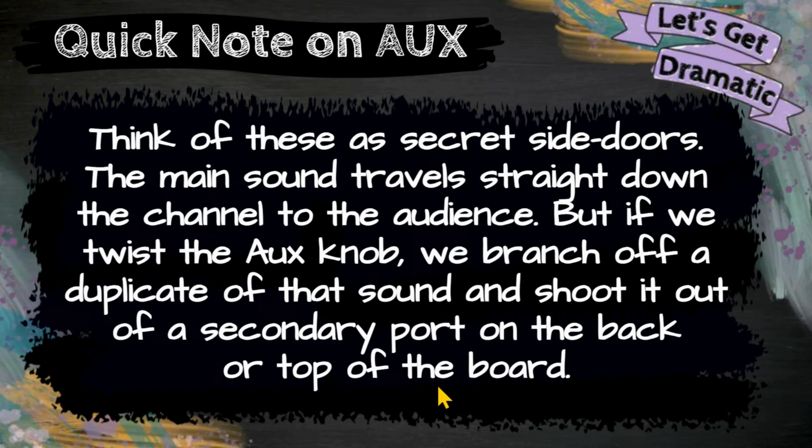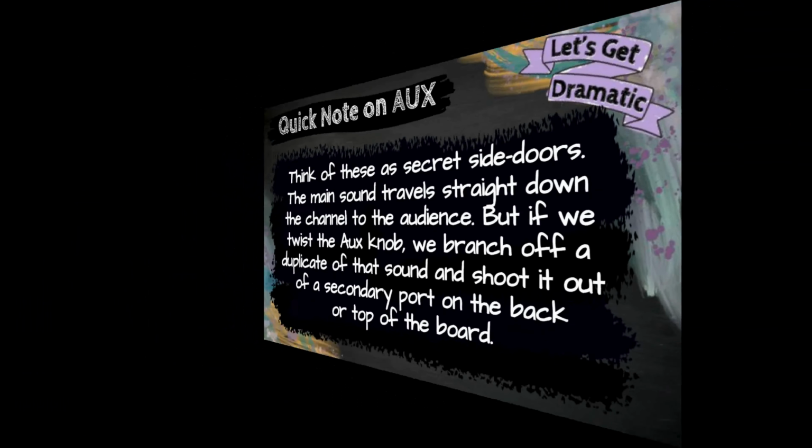Auxiliary. This is to help you remember what it does. Think of it as a secret side door. The main sound travels straight down the channel to the audience. But if we twist the auxiliary knob, we branch off a duplicate of that sound and shoot it out to a secondary port on the back or top of the board. Generally, wherever we had the input is the same place that this auxiliary will go. Some boards only have a couple auxiliary knobs, and then as you get higher up and continue with your sound journey, there are some that have a lot of auxiliary knobs that you can do a lot more with.